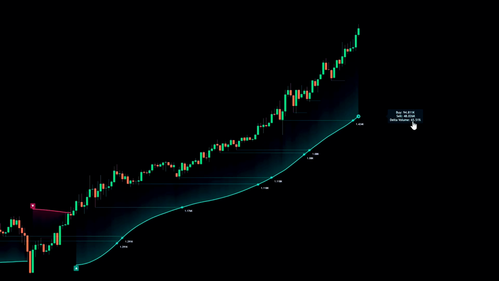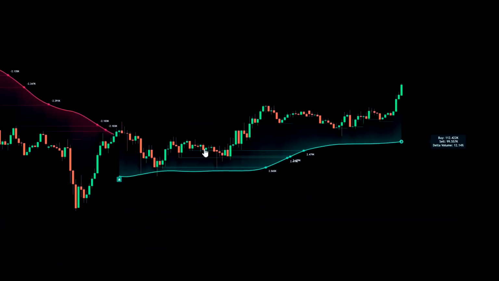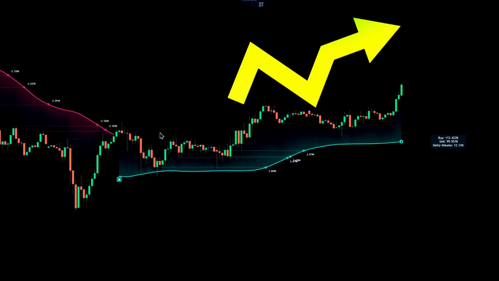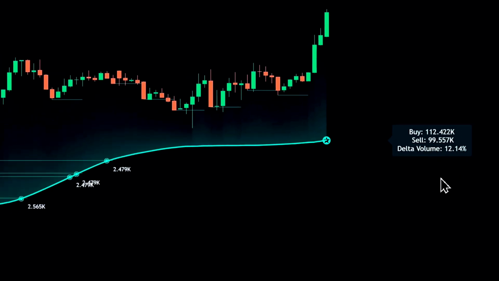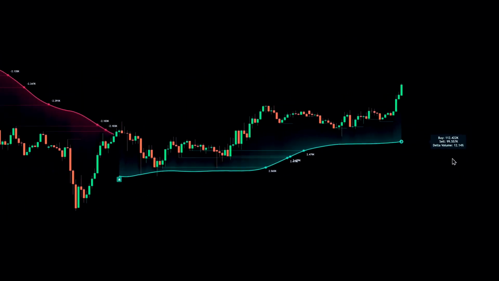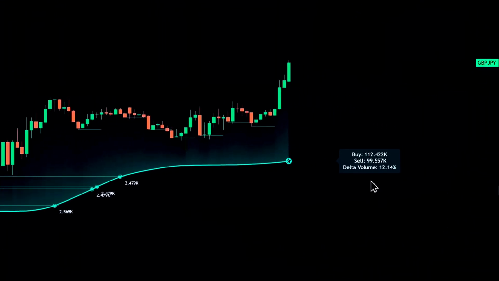of bullish candles. However, if the delta volume is low, say 12%, like in this moderate bullish trend, it means the buy and sell volumes are almost equal. This trend is weaker, and trades might take longer to hit their take profit targets. When the delta volume drops below 10%, the market is likely transitioning from a trending market to a ranging market, so you'll want to be cautious.